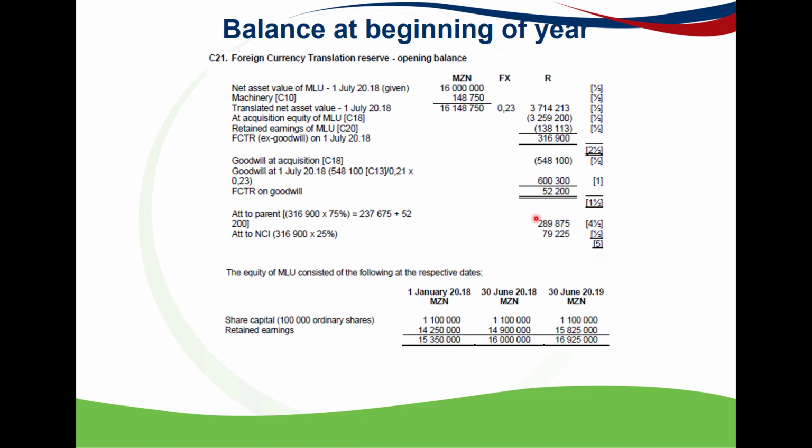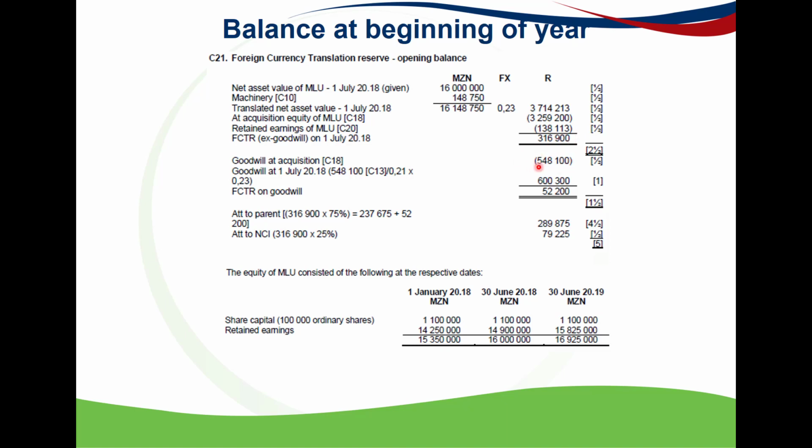balance NCI. For the foreign currency translation reserve, we know what is the net asset value at the beginning of the year. We know what is the value of the machinery, so we use the exchange rate at the beginning of the year to get to our net asset value in Rand. We know what was the at acquisition equity of Lu. We used it to calculate the goodwill. We know what was our retained earnings, and then of course the difference to get the trial balance to balance is then our FCTR 316,900.